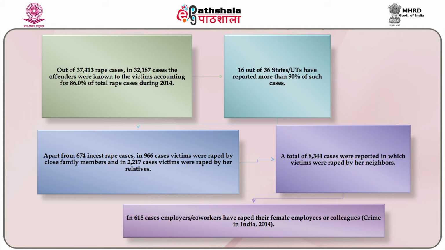From 674 incest rape cases, in 966 cases, victims were raped by close family members, and in 2,217 cases, victims were raped by their relatives. A total number of 8,344 cases were reported in which victims were raped by their neighbors. Maximum such cases were reported in Madhya Pradesh, Uttar Pradesh, Rajasthan and Maharashtra, and these four states accounted for alone 48.4% of total such cases. In 618 cases, employers and co-workers have raped their female employees or colleagues. So, this talks about how the female victims most often know their male assailants.